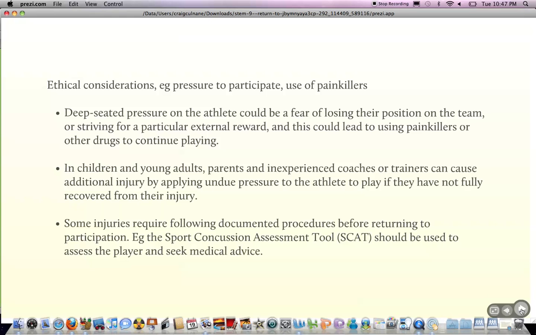Some injuries, regardless of ethical issues, require the following documented procedures before returning to participation. If concussion occurs, the Sport Concussion Assessment Tool, the SCAT tool, should be used to assess the player and to seek medical advice. This test includes a memory, cognitive and neurological screen test. As for all head injuries, this should be applied.